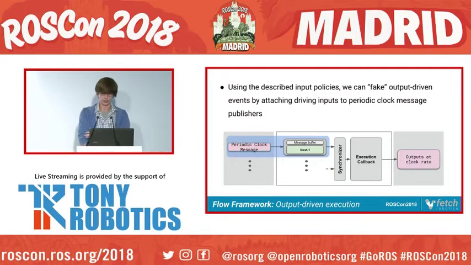So as a little bit of an extension of this, we can somewhat fake output-driven events by pumping in a periodic clock message in our driving input. So some other thread or another node can be producing this clock message. We'll capture it on our driving input message, and then effectively we'll get outputs at roughly that rate.